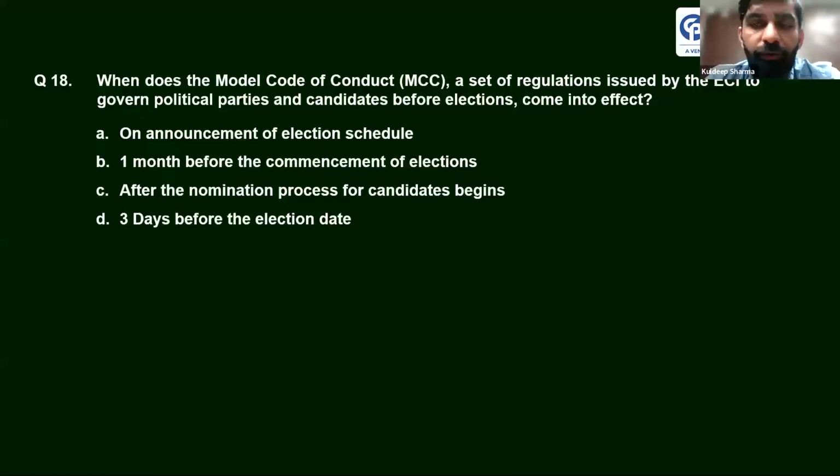For example, if one of the terms of MCC is broken by a party, then the ECI can put certain kinds of restrictions on its campaigning, and can also cause delay of elections, etc. So you have to tell me when the model code of conduct comes into effect. First option is on announcement of election schedule. Second is 1 month before commencement of elections. Third is after the nomination process for candidates begins, or fourth, 3 days before the election date.